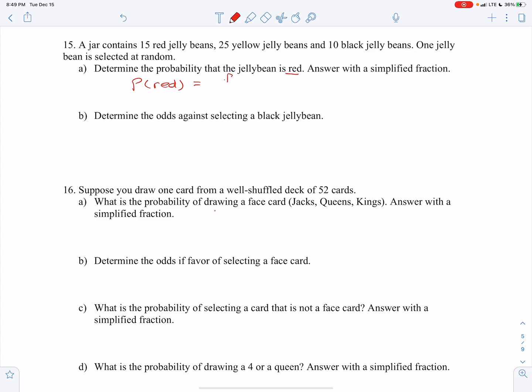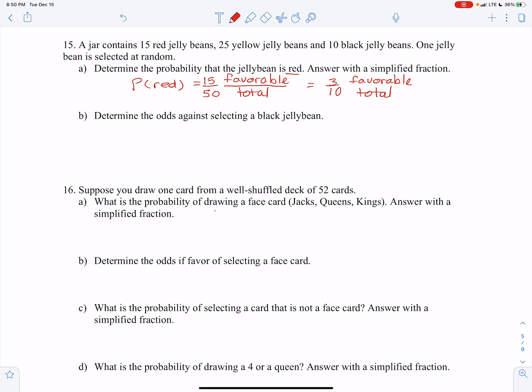So it would be the number of favorable outcomes over the total. So there's a total of 50 jelly beans. Out of those 50 jelly beans, 15 are red. Then I want to reduce that. So 5 goes evenly into both 15 and 50 to 3/10. Now remember, when it's a probability, as a fraction, it would just be favorable over total.